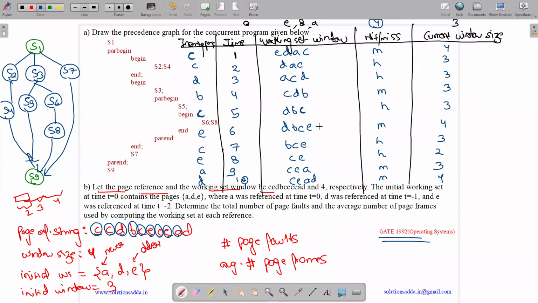Okay. So what is the number of page faults? Page fault occurs for a miss. So 1, 2, 3, 4, 5. So we have number of page faults equal to 5.